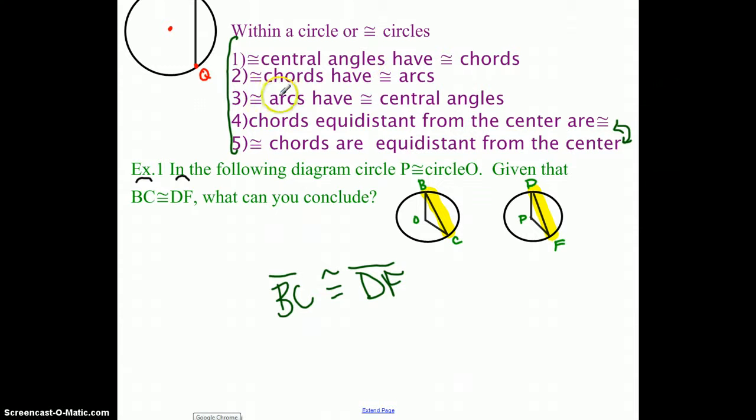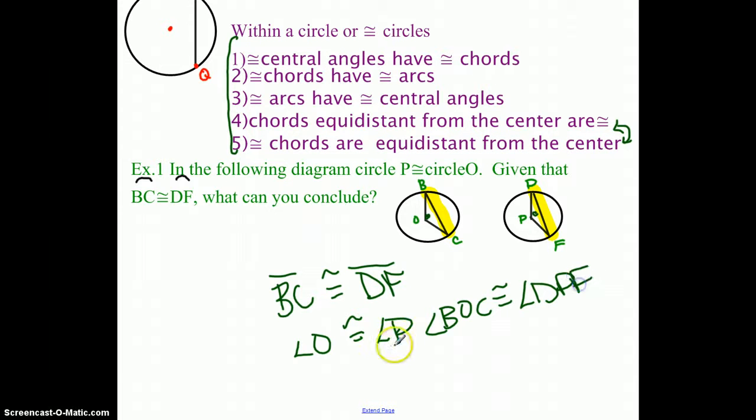Because we're saying that if you have congruent chords, then arcs are going to have to go together. So you can see that these work together. Okay, because these are arcs. Now, that also means that if I have congruent arcs, I also have central angles that are congruent, which means that angle O, which is this angle in here, is going to have to be congruent to angle P, which is in here. Now, if it were me, I'd probably give a few more letters. I would do angle BOC is congruent to angle DPF. That's how you'll probably see most people write it.